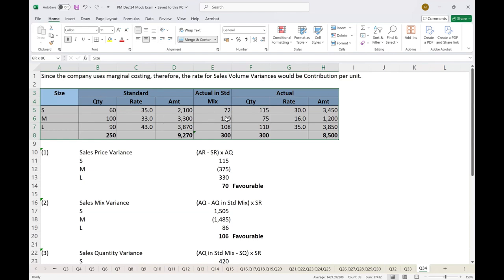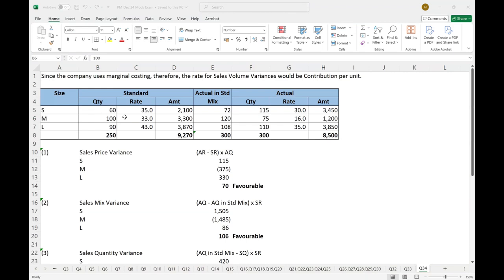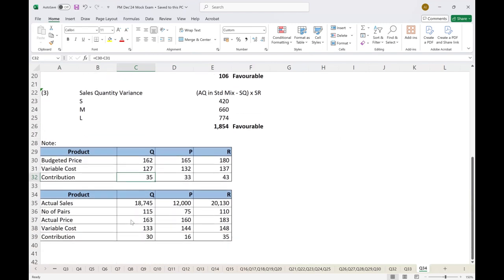If you have prepared this table correctly, then 99% of the work is done. The rest 1% is only to put the formula into place. Okay, so let's prepare this table now. So standard quantity for sizes S, M and L was 60, 100 and 90. This is given to us in the question directly. Okay, budgeted sales, basically, this is the budgeted sales, 60, 100 and 90. Then as I told you, we have to use contribution per unit.